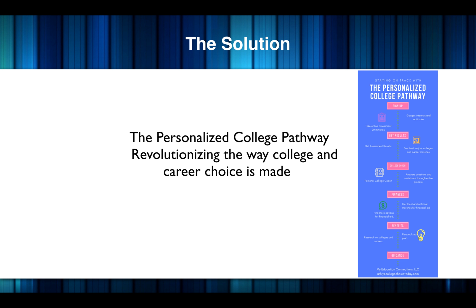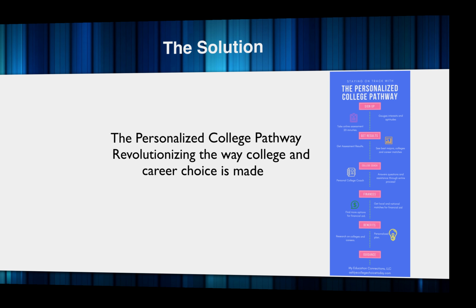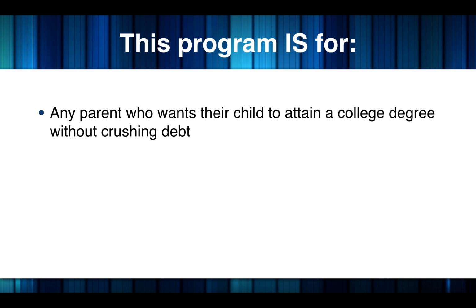And so we offer a new and really revolutionary program, the personalized college pathway. It's personalized, it's individualized, it takes the complexity, okay, and the uncertainty out of college planning. So it's really revolutionizing the way that college and career choice is made. Now, what this program does is really help to align interests and aptitudes of the student with colleges, majors, financial aid, career paths, and provide students with a college coach.